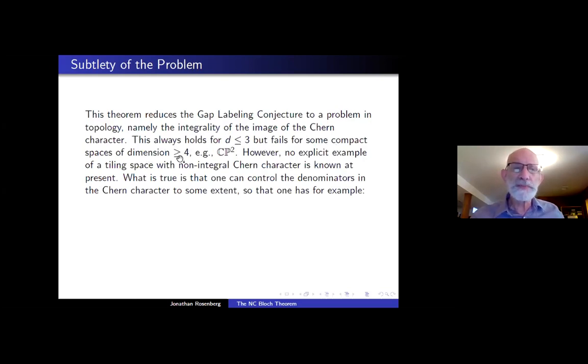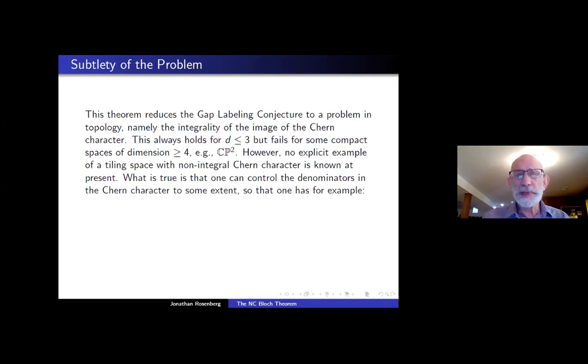But there are spaces of dimension 4 and up for which the image of the Chern character does not land in integral cohomology. For example, this is already true for CP2. That's the simplest example I can think of. Because for S4, for example, it does hit integral cohomology, but for CP2, it doesn't.